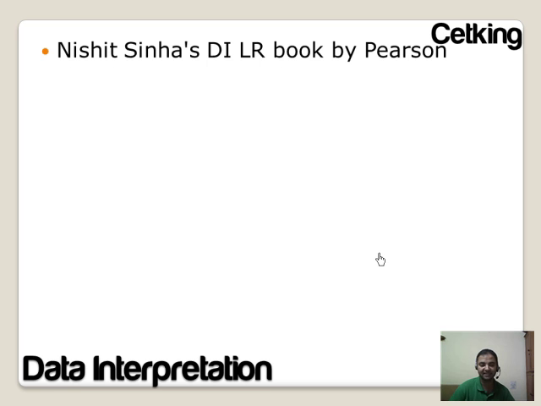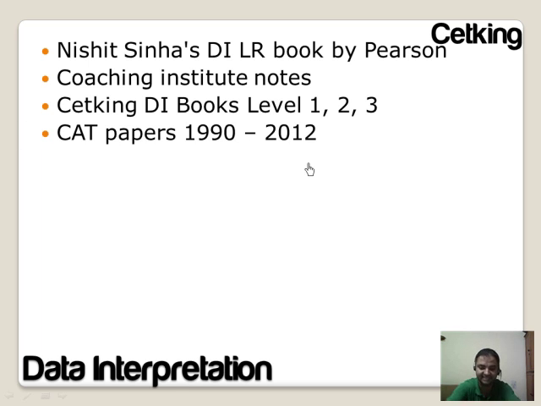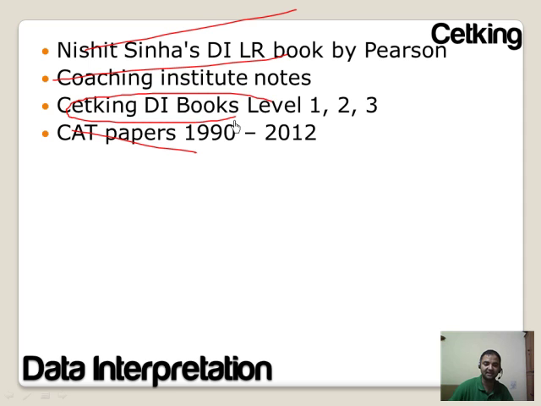Now for DI, Nishit Sinha's DI and LR book by Pearson is a good book to follow. Yeah, coaching institute notes followed by the Cetking DI book. So we again have level 1, 2, 3 books. So 3 books for DI, which is more than sufficient for your preparation for DI. Yeah, again CAT papers 1990 to 2012. And if you're following Cetking books, trust me, you don't need to buy anything else. We're going to cover everything you need to know for DI from the Cetking books.